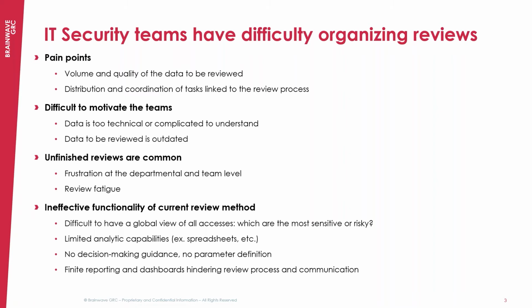So what do we hear? We hear they have some major pain points that actually cause them to give some pushback to the whole review process. They tell us that the sheer amount of data and the quality of the data is enormous and very difficult to get your hands around and start to even do the review process. Because of that, the distribution and the coordination of the tasks linked to the review process are difficult. So you have a great number of data, you have the quality of the data itself, and then the distribution of all that data to the teams for review. That really is some of their key problems when they're actually attacking a process like this.